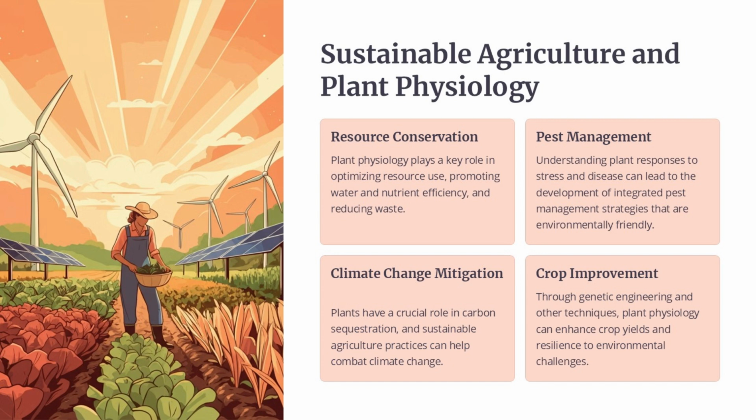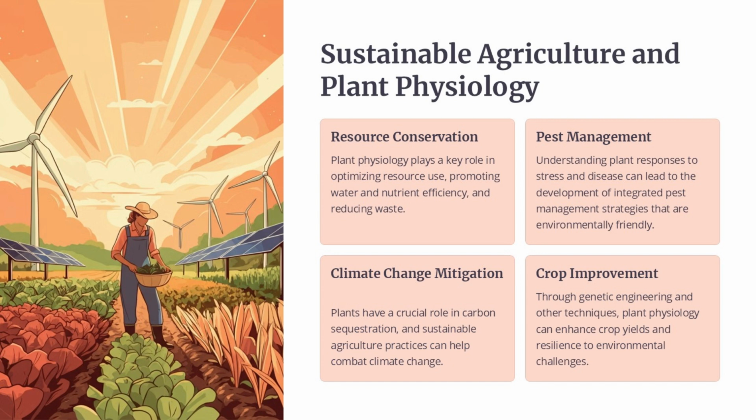Sustainable agriculture is crucial for addressing global challenges like resource scarcity, climate change, and food security. Plant physiology, the study of how plants function, plays a key role in driving sustainable agriculture practices. By understanding plant responses to their environment, we can optimize resource use, manage pests and diseases, and enhance crop resilience.